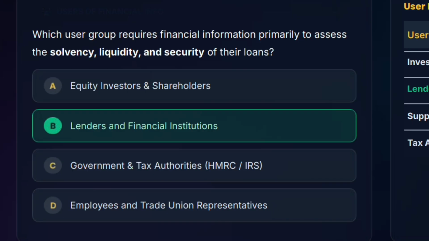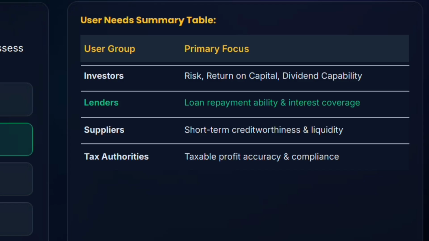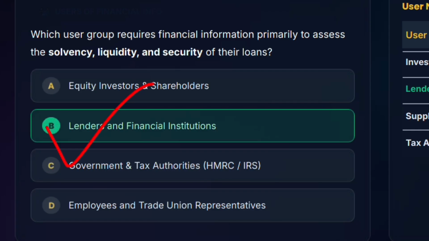Option A is talking about shareholders. They look at dividends and profit. Option C is talking about government and tax authorities. They verify tax compliance. Option B, lenders and financial institutions, focus strictly on solvency and repayment security. So the correct option will obviously be B. Keep that user matrix logged in your memory.